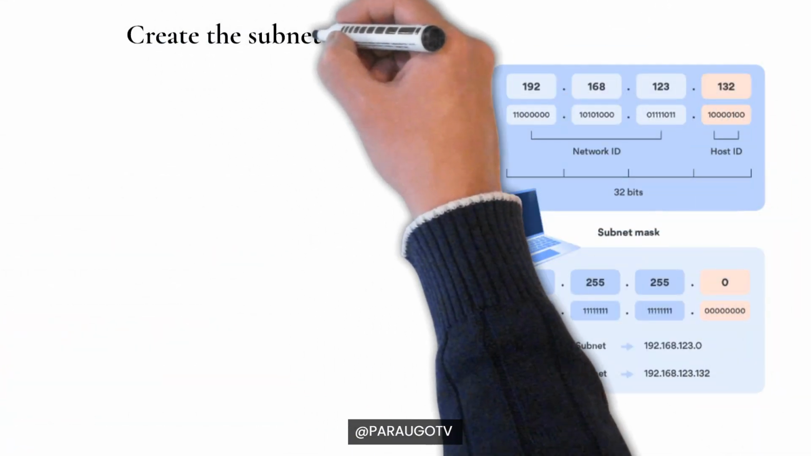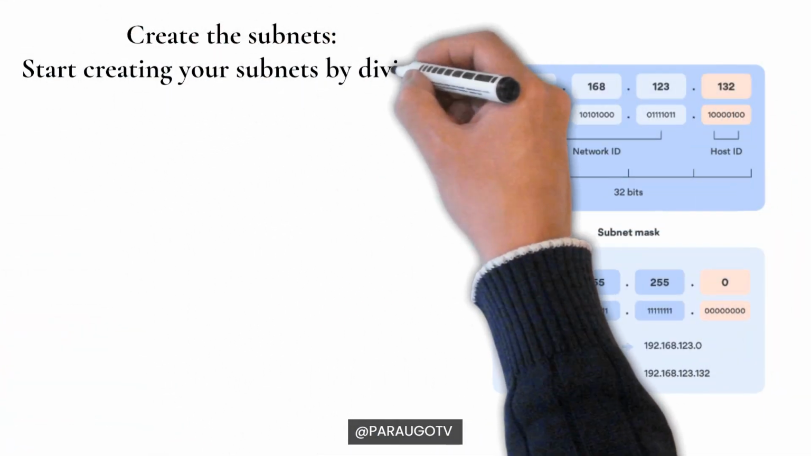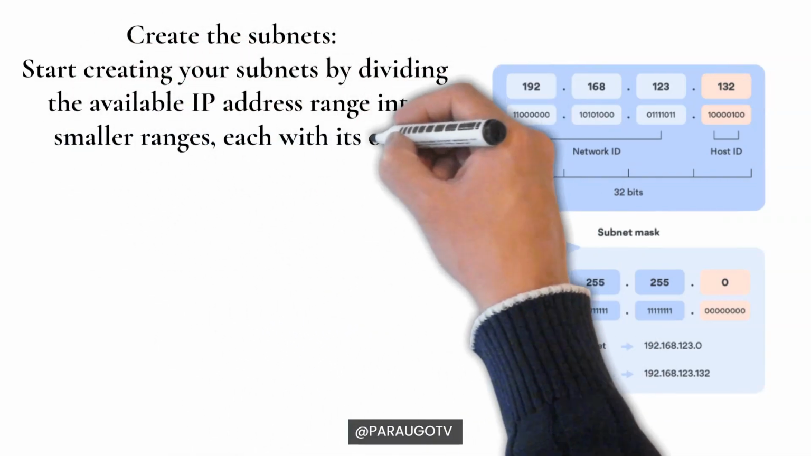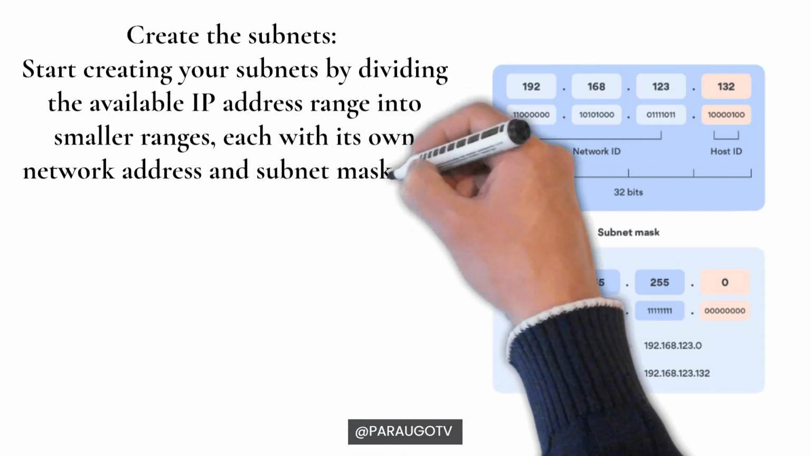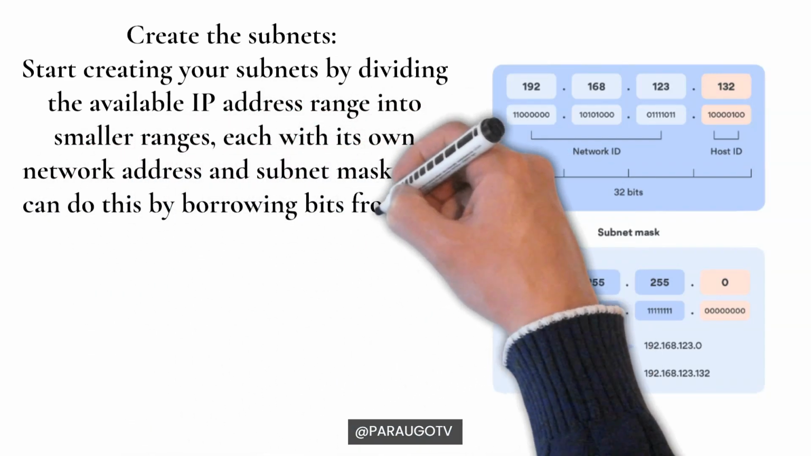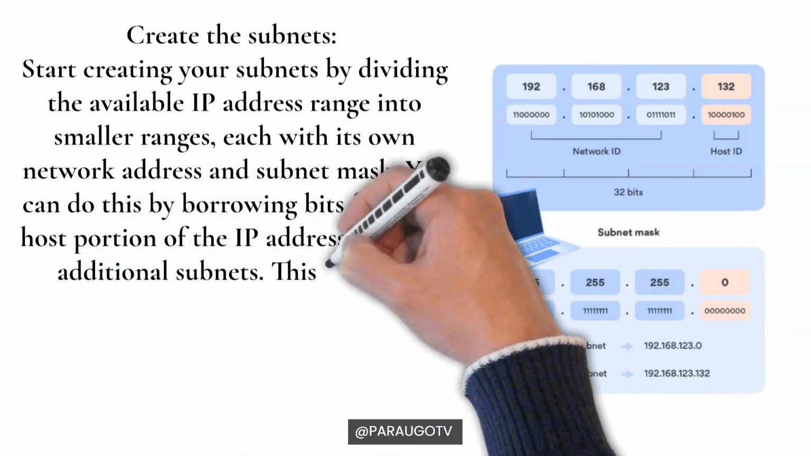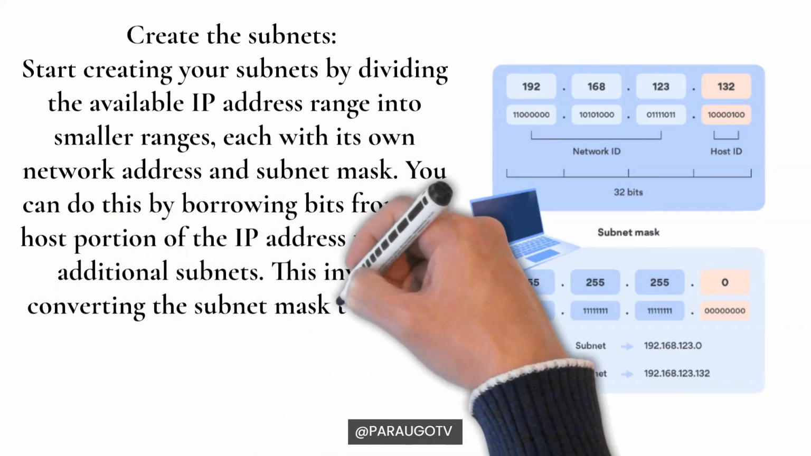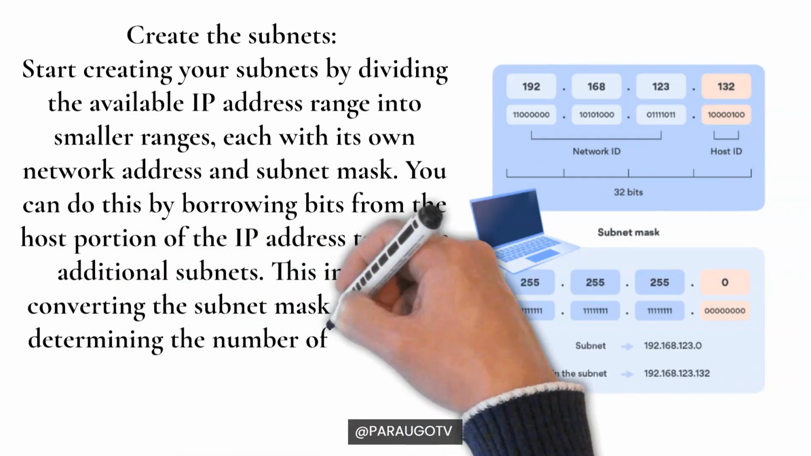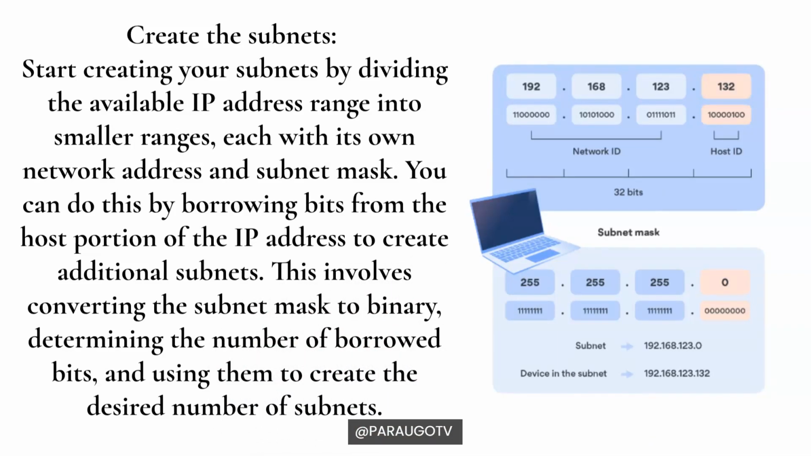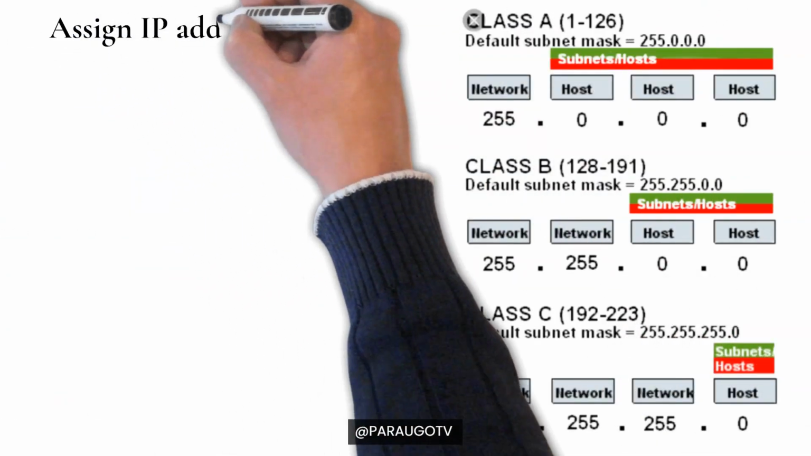Create the subnets. Start creating your subnets by dividing the available IP address range into smaller ranges, each with its own network address and subnet mask. You can do this by borrowing bits from the host portion of the IP address to create additional subnets. This involves converting the subnet mask to binary, determining the number of borrowed bits, and using them to create the desired number of subnets.